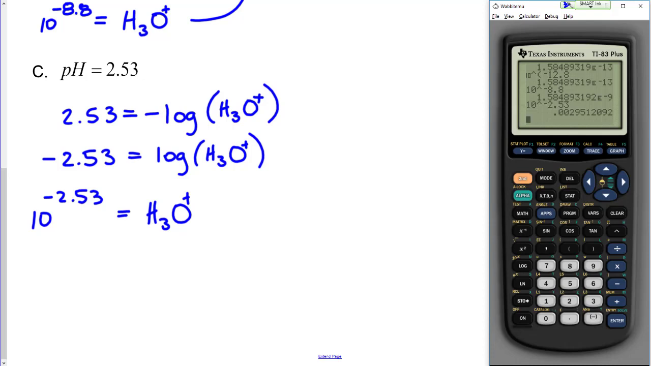0.00295, which isn't in scientific notation already, which would be nice if it was. So we'll convert it. So it basically would be 2.95 times 10 to the negative 3rd power. And that's going to be the hydronium ion concentration in that case. And the reason I know it's to the negative 3rd power is because to get that decimal from here over to the 2, I have to move it 3 spots.